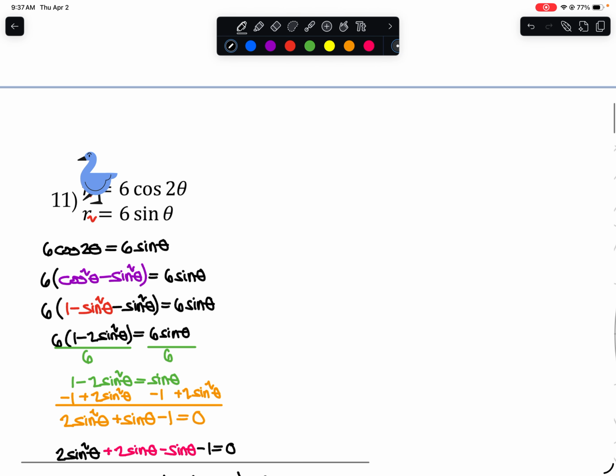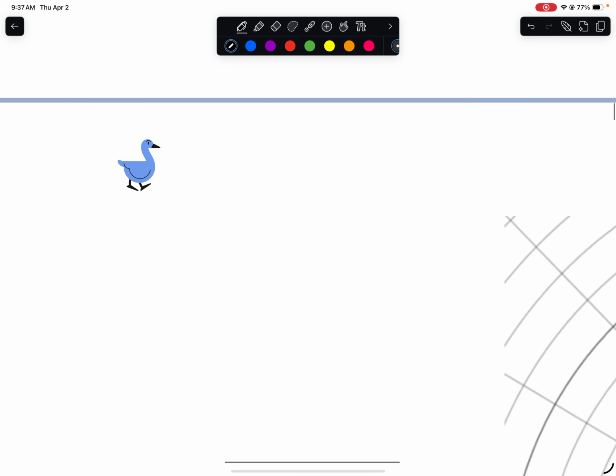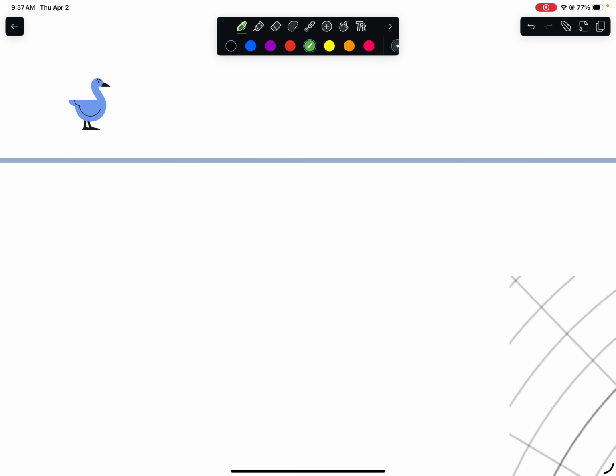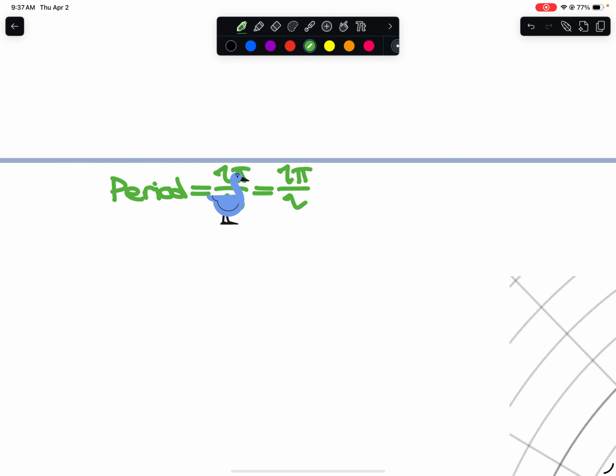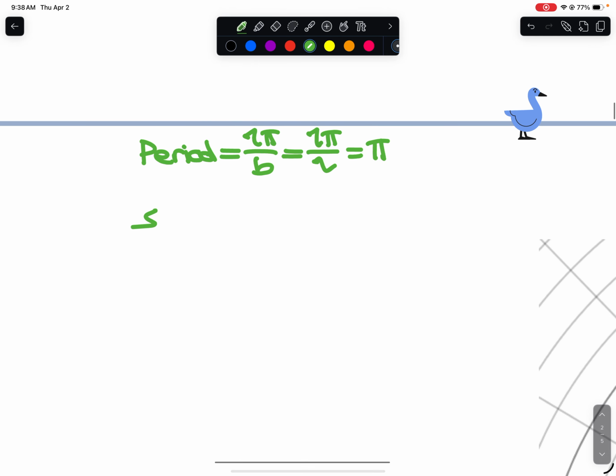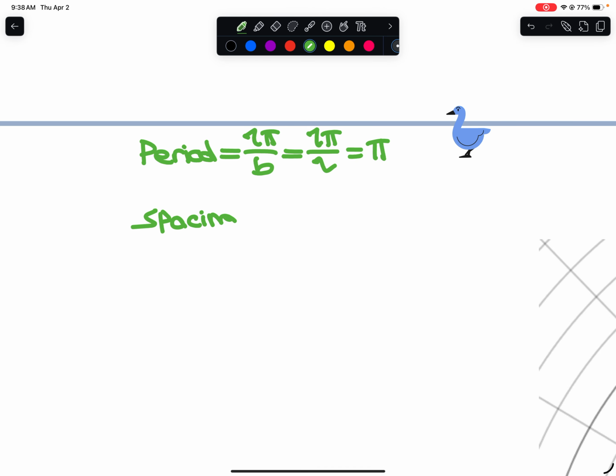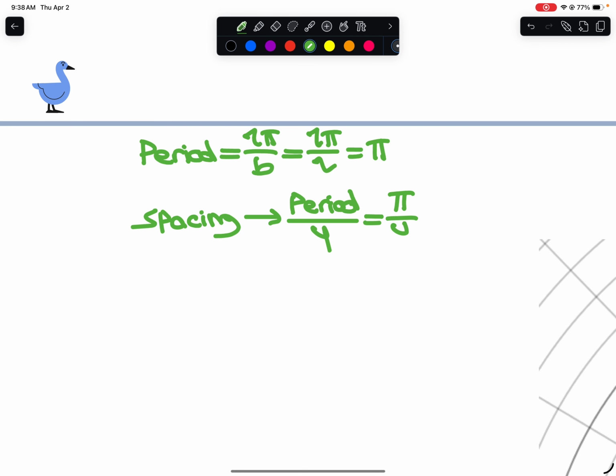Okay, and then for the graph of the rose, this one is going to be a kind of a recap of before. So when I graph roses, I like to start with a period. So that's going to be 2 pi over whatever your b value is, which in this case is going to be 2 pi over 2, which is just going to be pi. And then when I get the period, I'm going to look for the spacing. And this is what I'm going to count in my table by. So I like to do the period divided by 4. So that means in my table, I'm going to count by pi over 4.